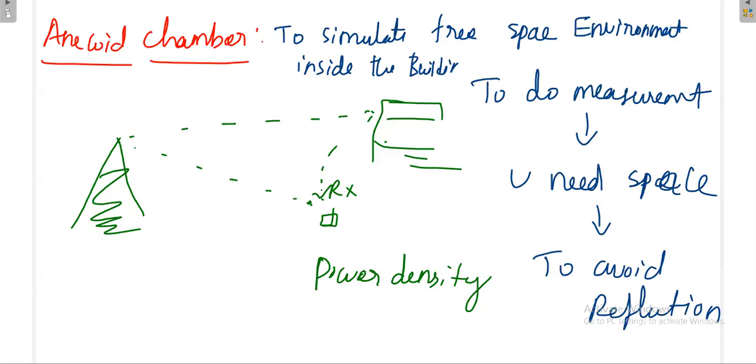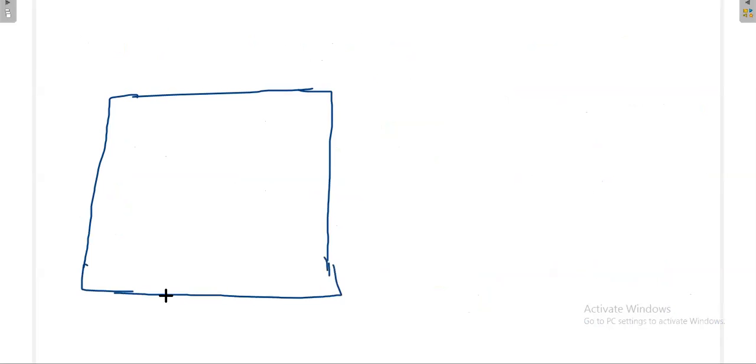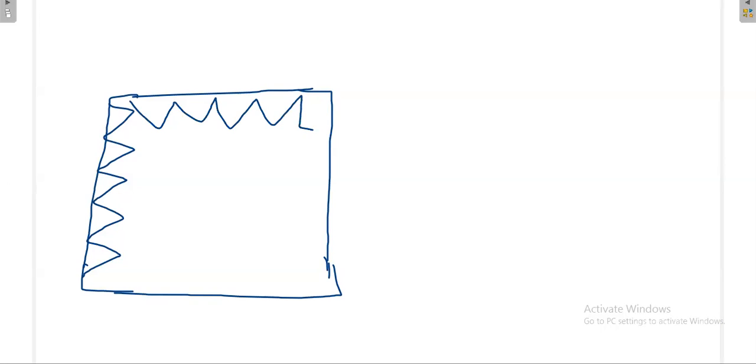Then what will be the shape of this? Generally, if it is a room, you will have side walls and a top wall, and again a bottom. The side walls and the top wall have to be filled with some material like foam, a foam material like this.